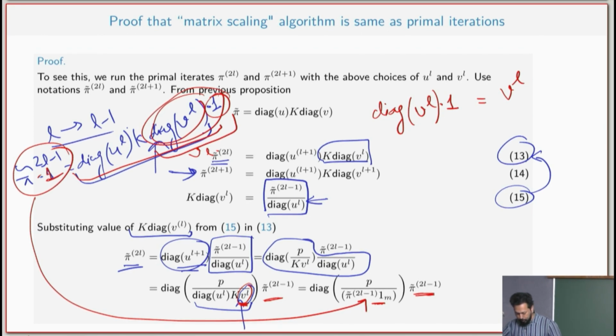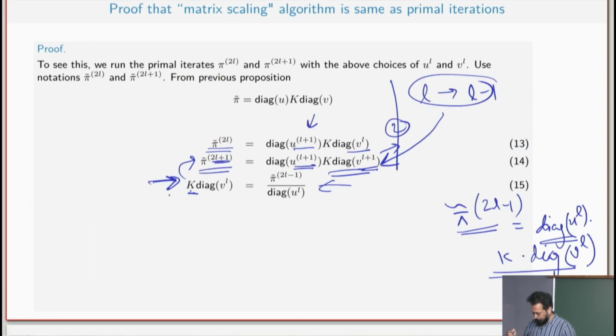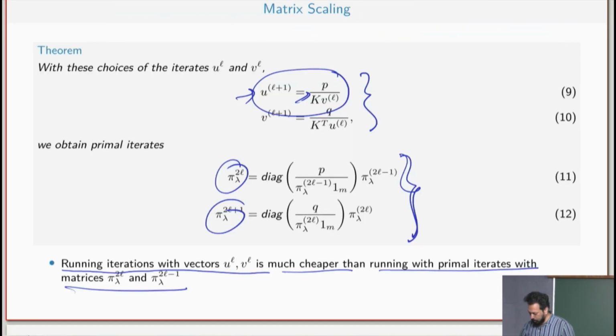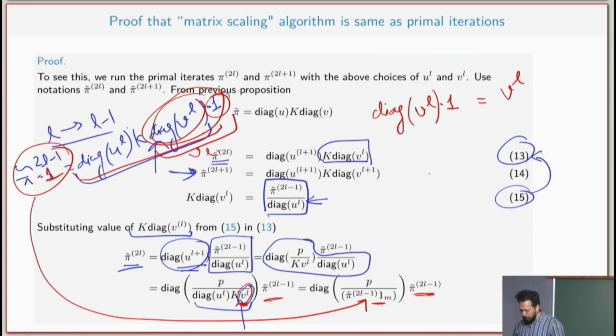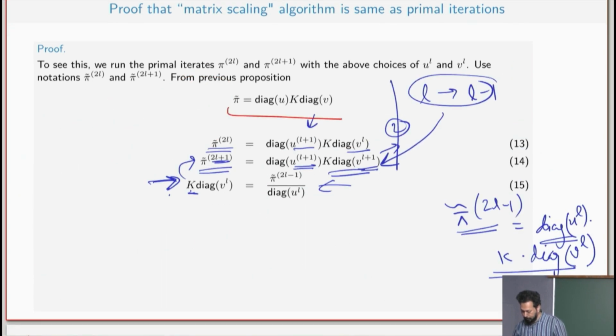So what are we trying to do? What is our original goal? Our original goal is to say that this type of update is equivalent to this type of update. These updates are happening in vectors u and v, with complexity m and n, while these updates are happening with complexity m times n, because pi is a matrix of dimension m by n. So what we have done is we started with pi, and we know that pi is of this form due to the matrix scaling theorem.